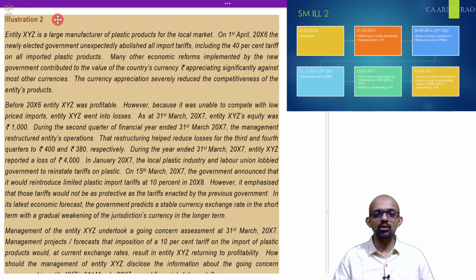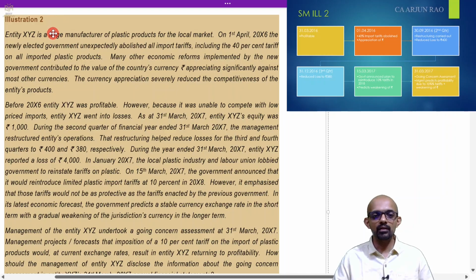Let's now do illustration 2 from the study material. So in this illustration, there is a company XYZ, which is a manufacturer of plastic products. On 1st April 2016, the government abolished all import tariffs, which were 40%. And then the currency also started appreciating, making the imports cheaper. So because the imports became cheaper, this company, which was profitable, went into a loss. And then it undertook some restructuring operations, but though it managed to reduce the loss, at the end of the year it was still in loss.